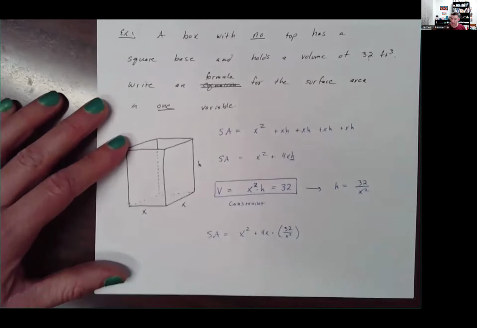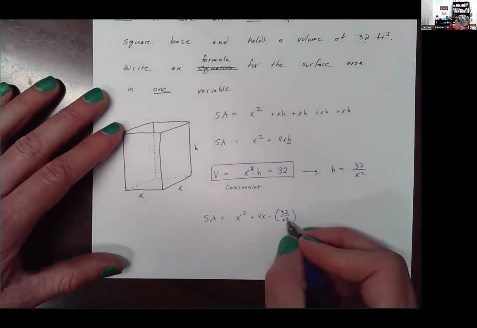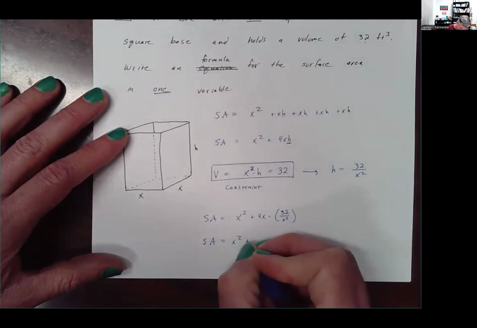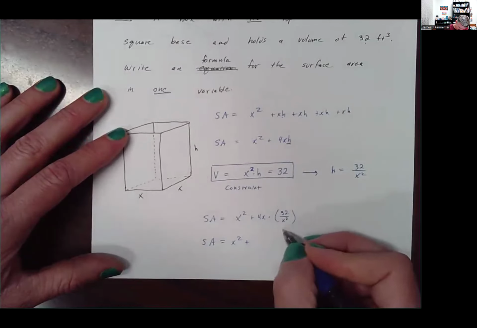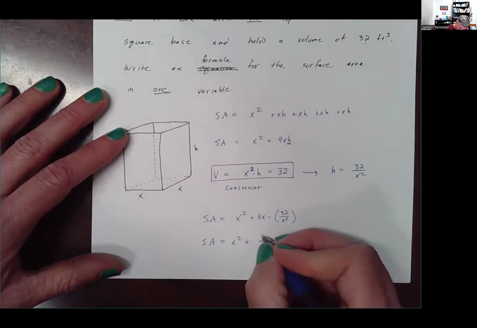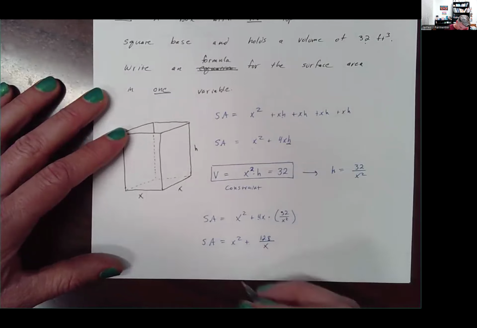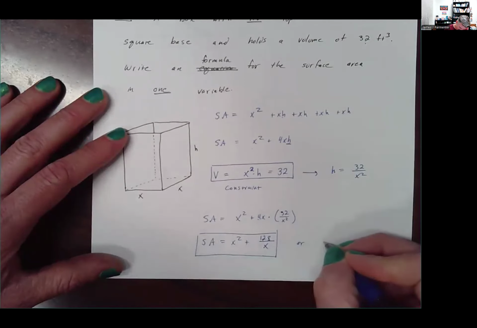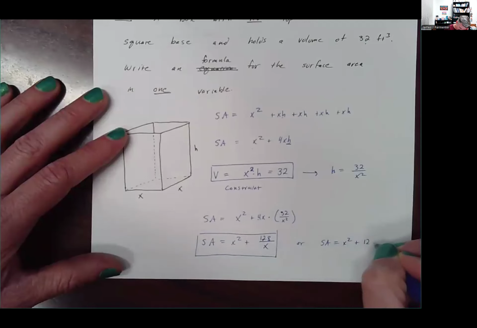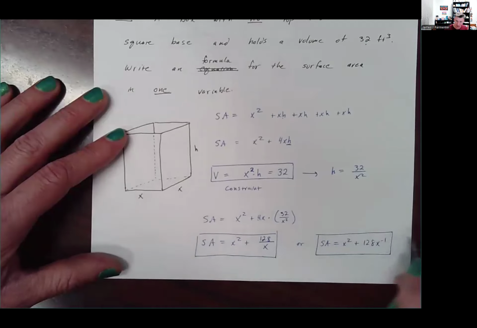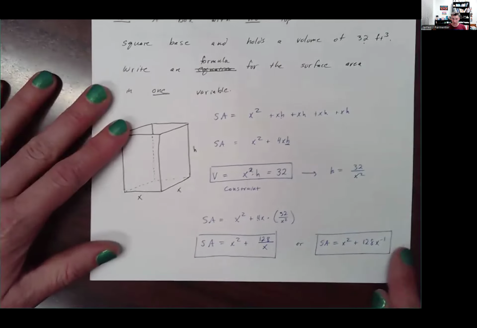Usually it's in your interest to simplify this. You can cancel an x here and an x here, so we could rewrite this as surface area equals x squared plus, we'll cancel an x there and an x there, so we'll just get one x in the denominator, and 4 times 32 is 128. We could write it like this, or if it's preferable, you can write it as surface area equals x squared plus 128 times x to the negative first. Either way would be acceptable. You might prefer one versus the other for various reasons.